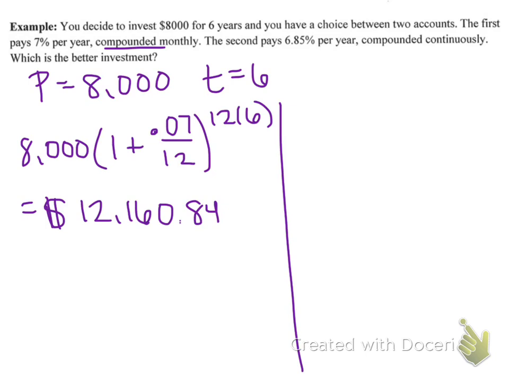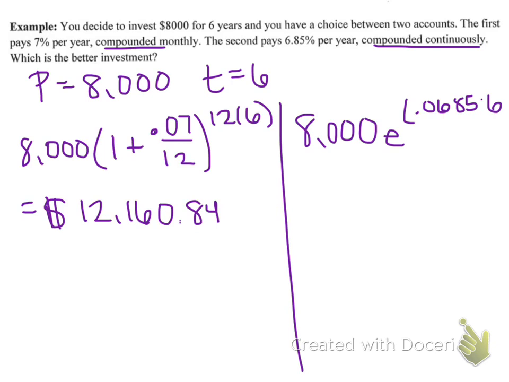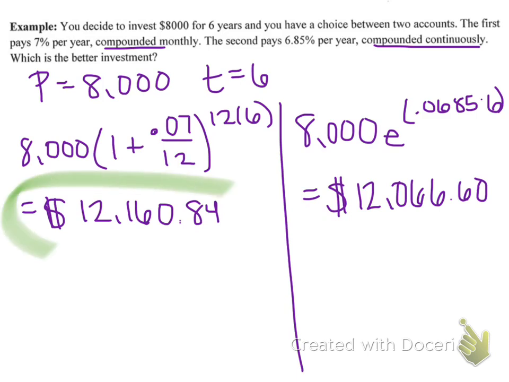The second scenario is compounded continuously, so this is the second formula. That's where I have 8,000, that's my P, times E, raised to the RT. So my R will be 0.0685 times 6. And when I type all that in, I get $12,066.60. So when you're looking at these two, as far as the better investment, this one would be the better investment.